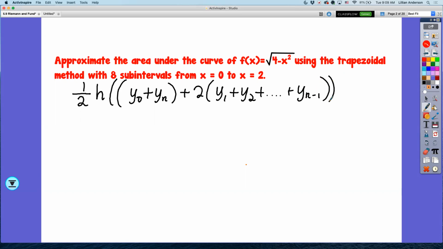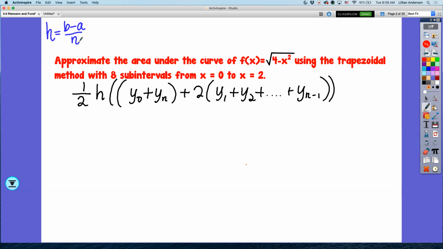I believe that's the formula that's in your reference booklet. So this is exactly what you use to determine the area. There was a formula to find the value of h. Does anybody remember that formula from 5-7? B minus A over N. B minus A over N, where B and A represent what?